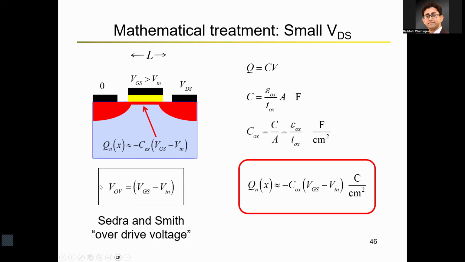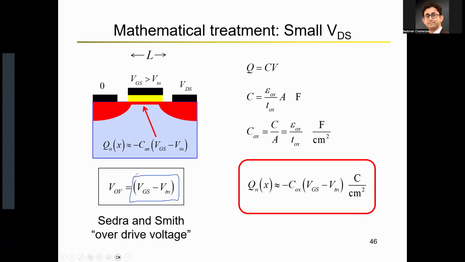Now, this VGS minus VT term we'll be using a lot over the next maybe 10, 15 lectures. So instead of calling it VGS minus V threshold, and what does N signify? N signifies that this is an NMOS. So that's why you have VTN. If it were a PMOS, we'll call it VTP, the threshold voltage for the PMOS transistor. So VGS minus VTN will be called the overdrive voltage, VOV.